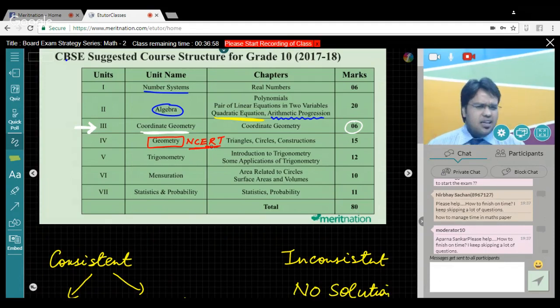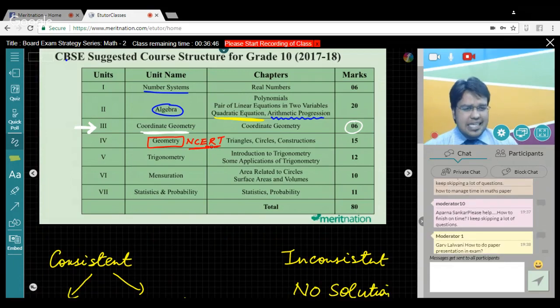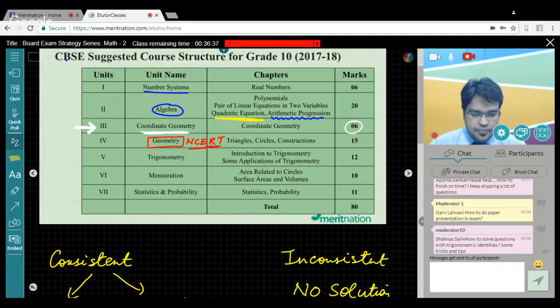And in triangles, you've got the Pythagoras theorem. That's very much asked in board exams. The Pythagoras theorem explanation, the proof, and also sometimes the converse of the Pythagoras theorem. Although the converse is less expected, make sure you do the Pythagoras theorem and the basic proportionality theorem of triangles.